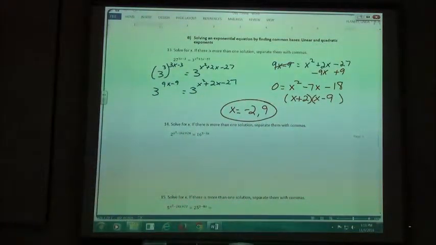So number 14, same kind of thing. I have 2 to the x squared minus 16x plus 24 equals 16 to the 9 minus 3x. I can rewrite 16 as 2 to the 4th.